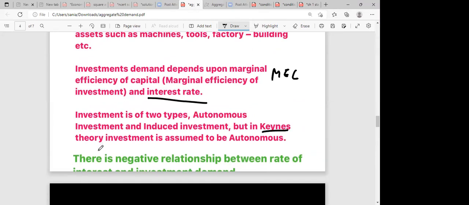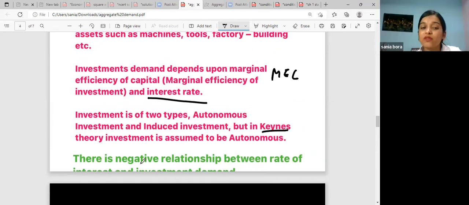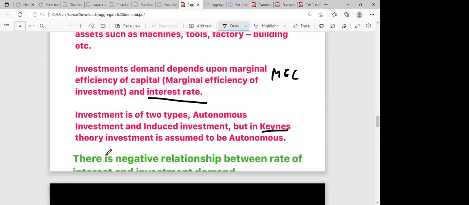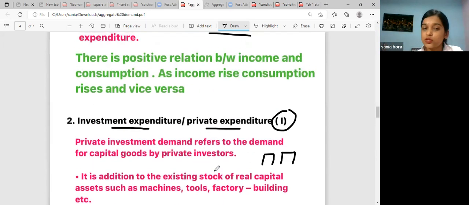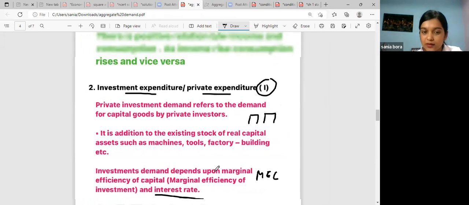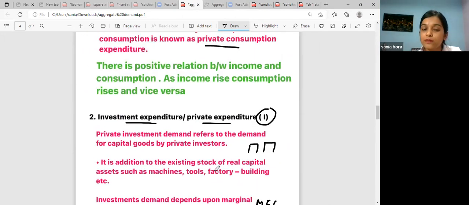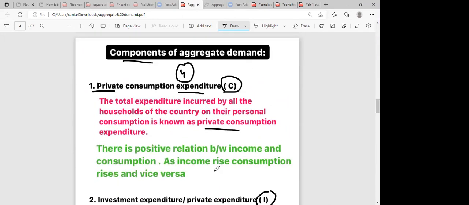Yes, ma'am. Now there is a negative relationship between the rate of interest and investment. I can see that you people cannot see it, so I'm just writing it over here. For example, if the rate of interest is high, your investment demand will be low because you have to pay more money as a loan. So this is investment. Got the point? Yes, ma'am.